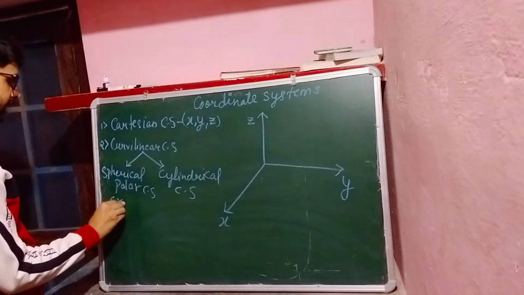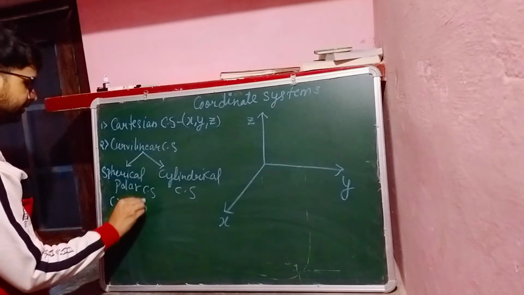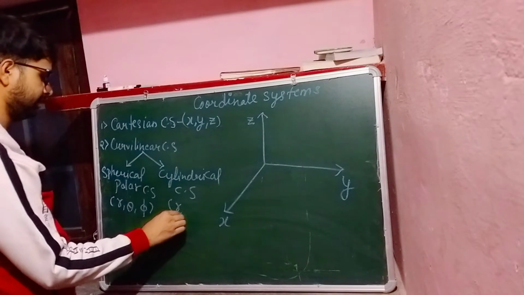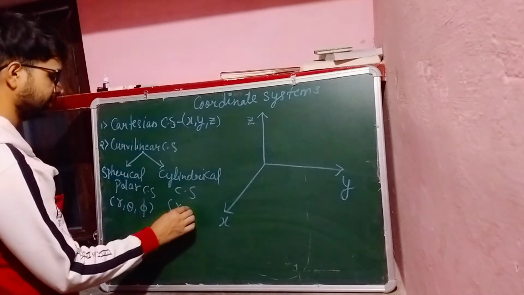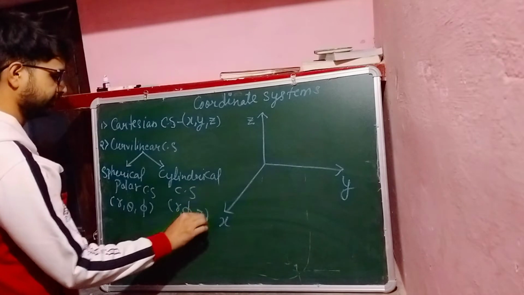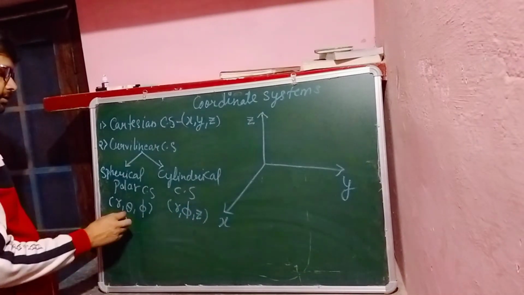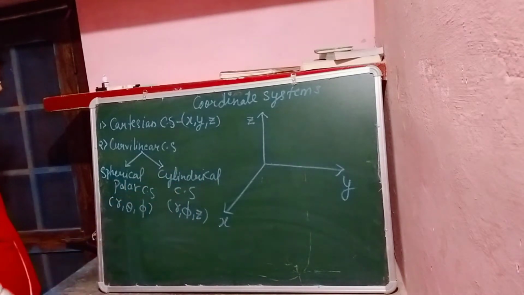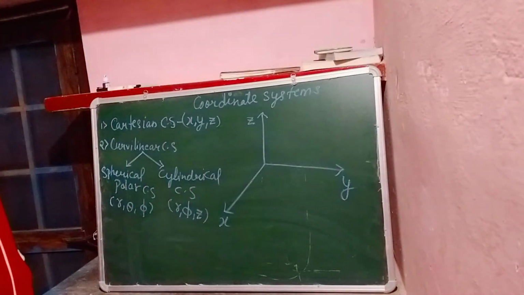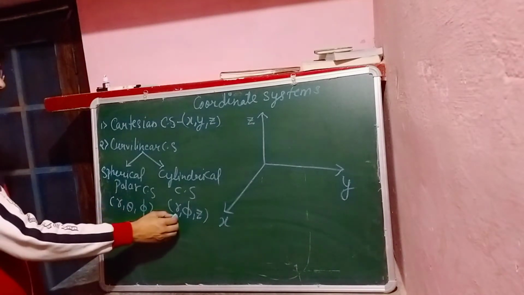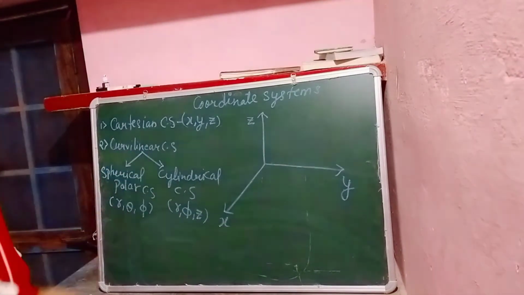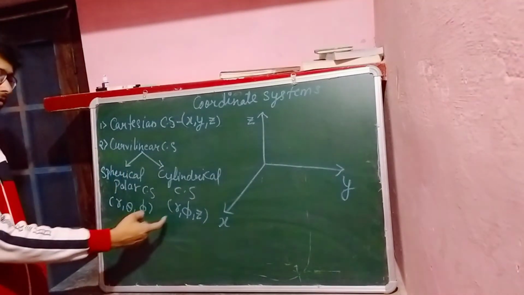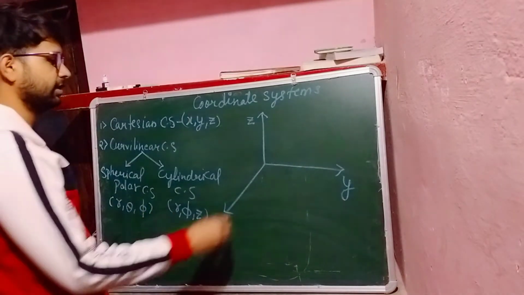The spherical system uses r, theta and phi, and the cylindrical system uses r, phi and z, instead of theta. So there is a little bit of difference between the cylindrical and spherical coordinate systems, but more or less they are the same: r, theta and phi, and r, phi and z. So the coordinates we specify in the curvilinear coordinate system are in terms of either r, theta and phi, or r, phi and z.